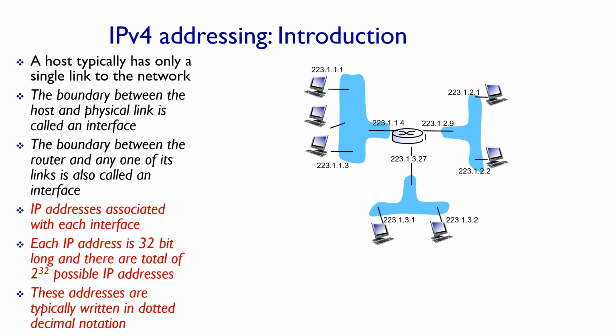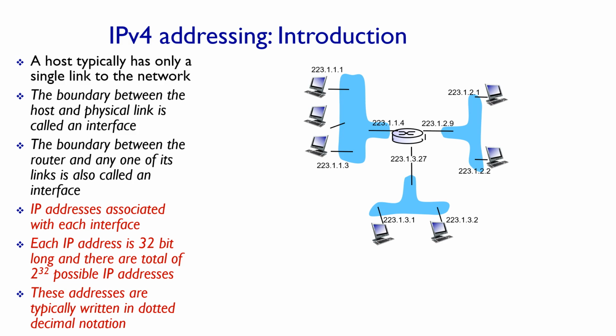Hi students, in this video we are studying IPv4 addressing. A host typically has only a single link to the network. It may be a maximum of two. If one is wired and another is Wi-Fi, we can have two different links from a host.